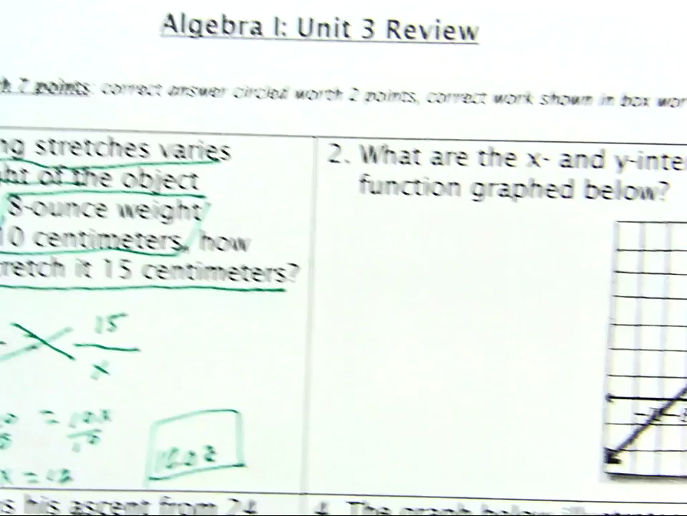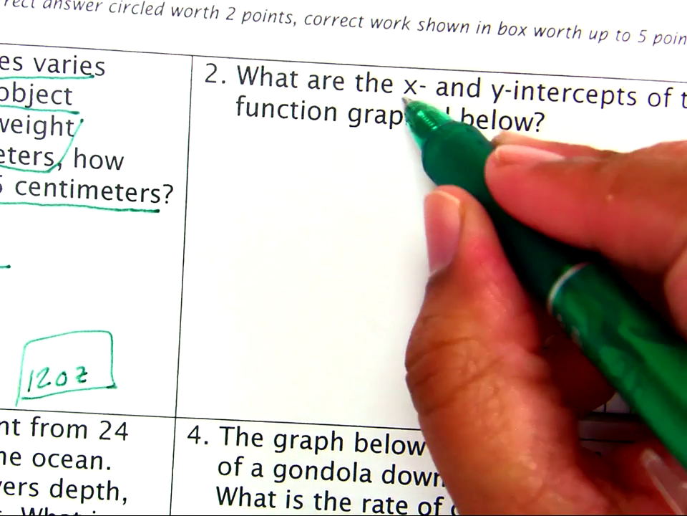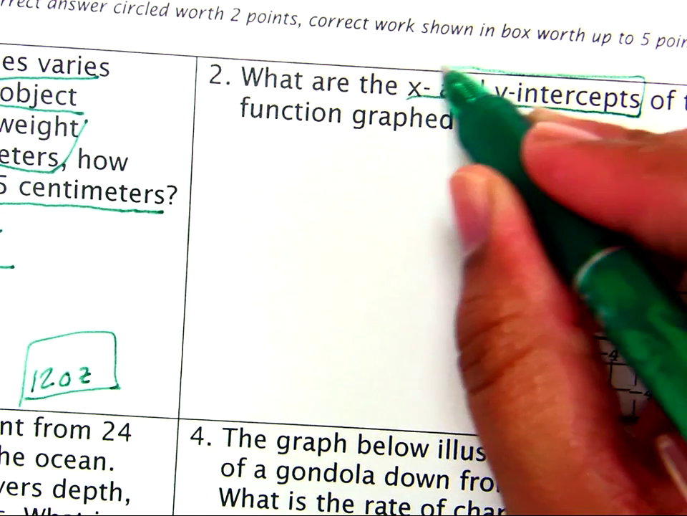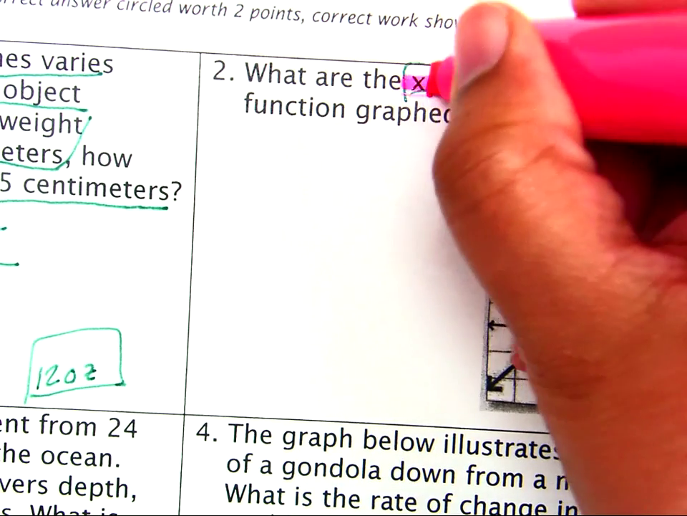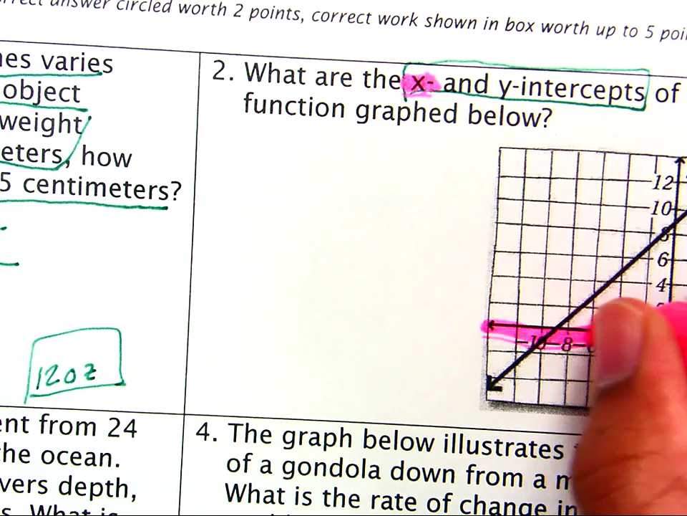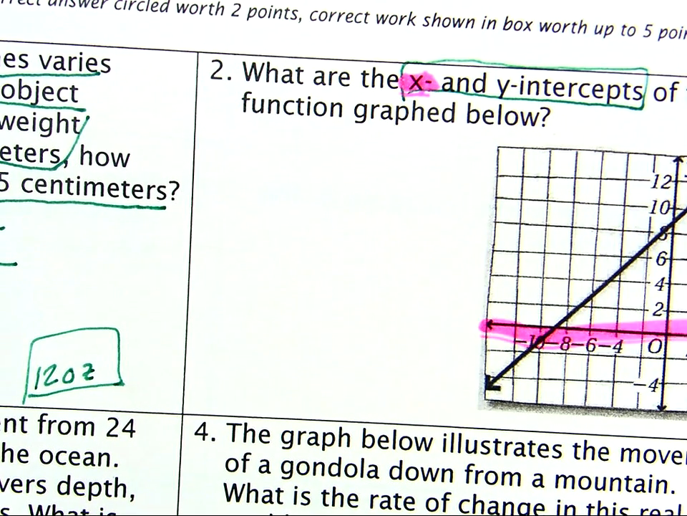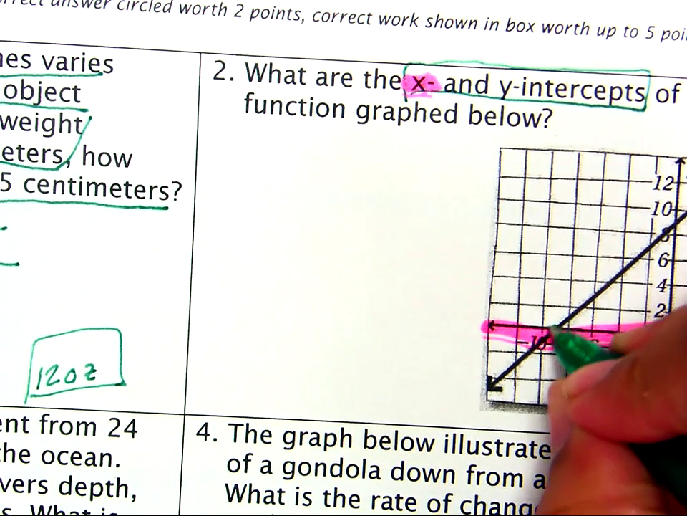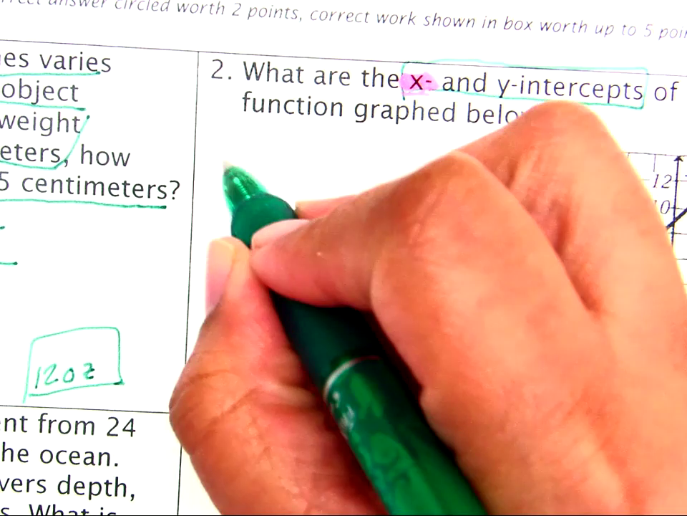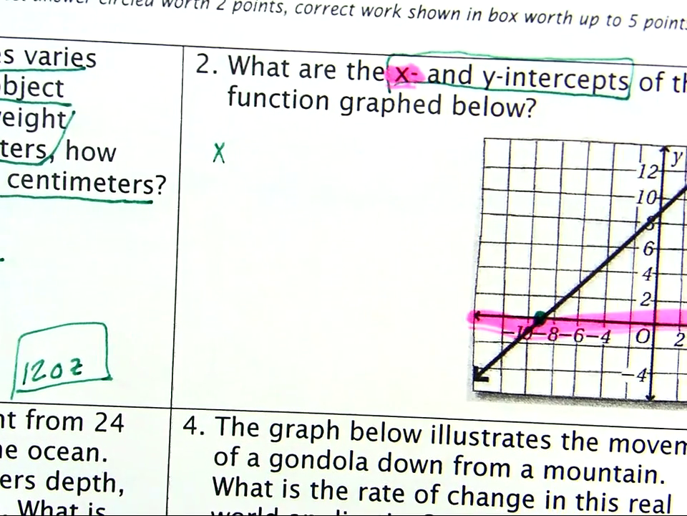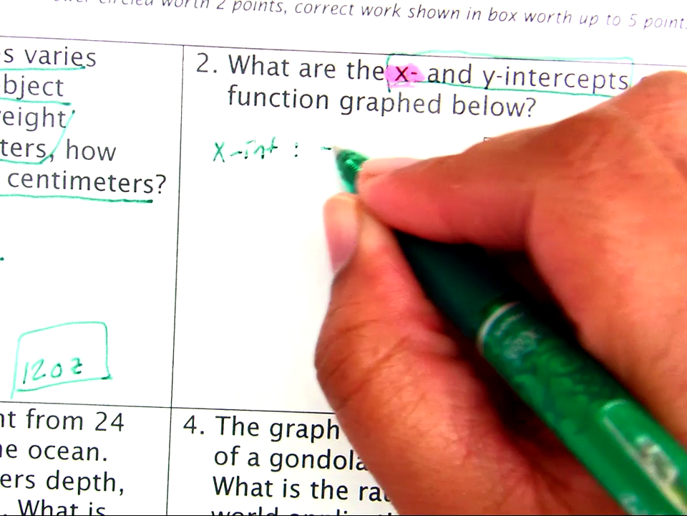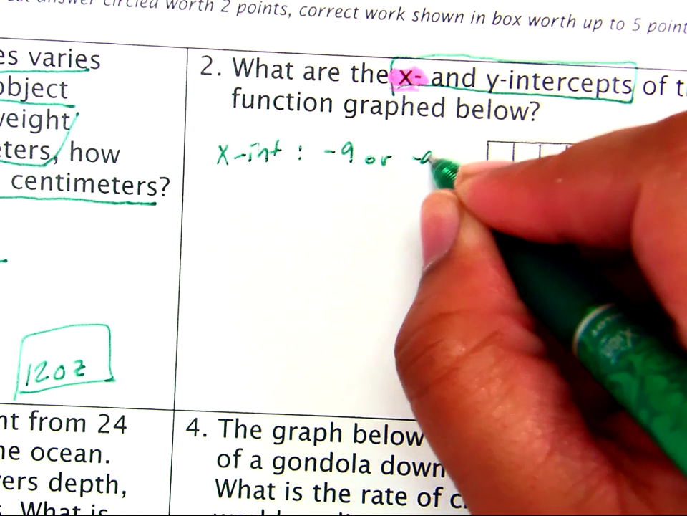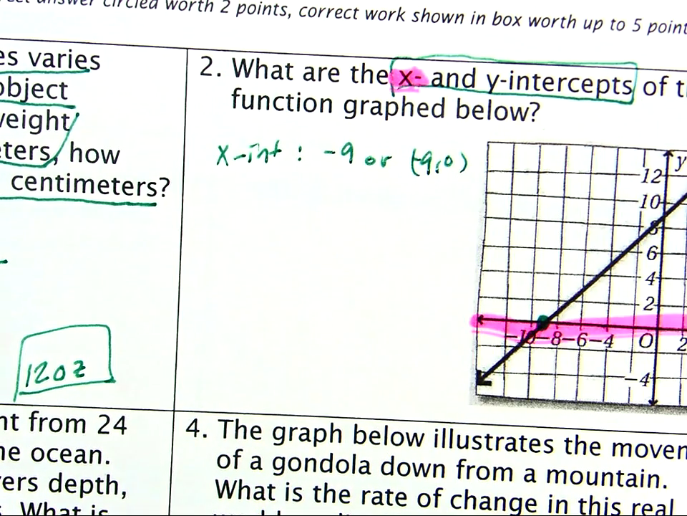Number 2. Remember, we're looking for intercepts here. Intercepts are where it touches the x or y axis. So here it says x-intercept, so we're going to look at the x-axis. Where is that graph touching that x-axis? Right here at -9. So my x-intercept is -9 or -90, because remember the test can ask it either way.